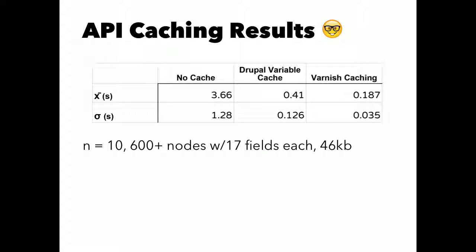For the calendar example, it was almost 11,000 nodes with about 17 fields each. So it ended up being about 50 kilobytes of data, which is about the size of a small, medium-sized image.